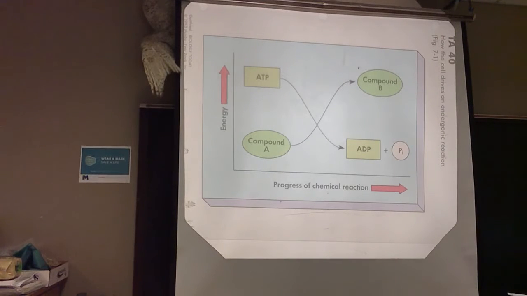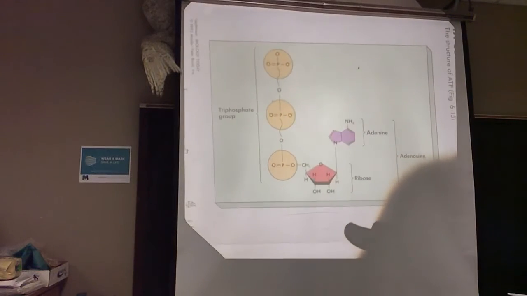If that didn't make sense to you, it's not that big a deal. I might ask you in a bonus question about it. And here, adenosine triphosphate is now adenosine diphosphate and a loose phosphate group. What the hell does that mean?